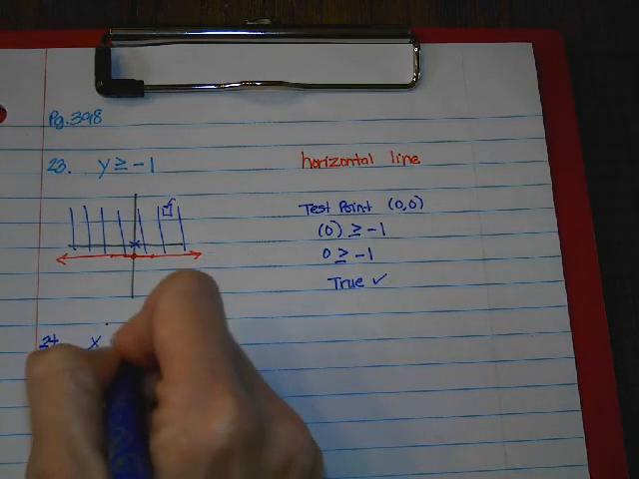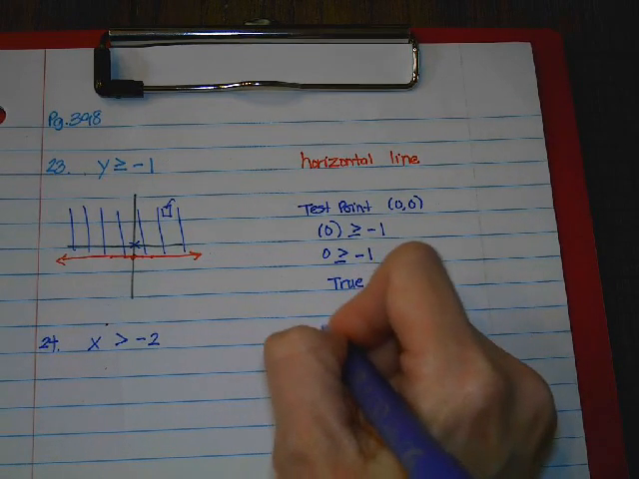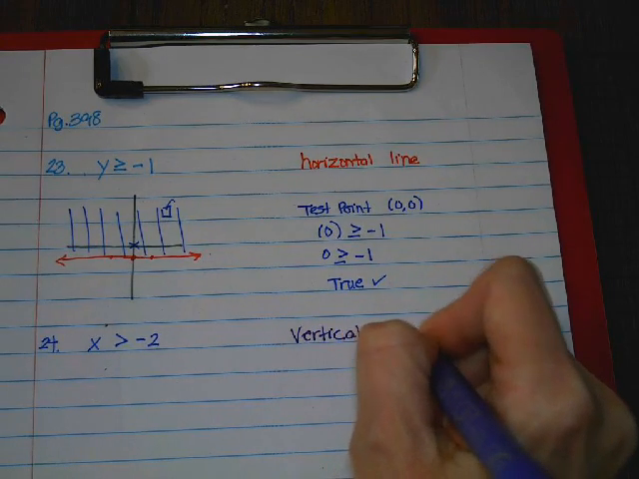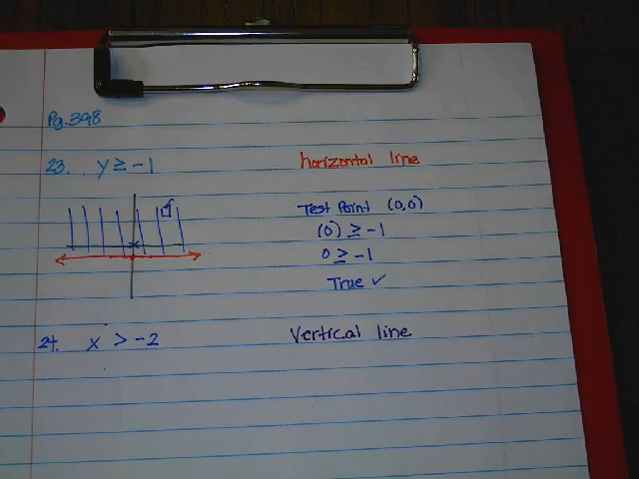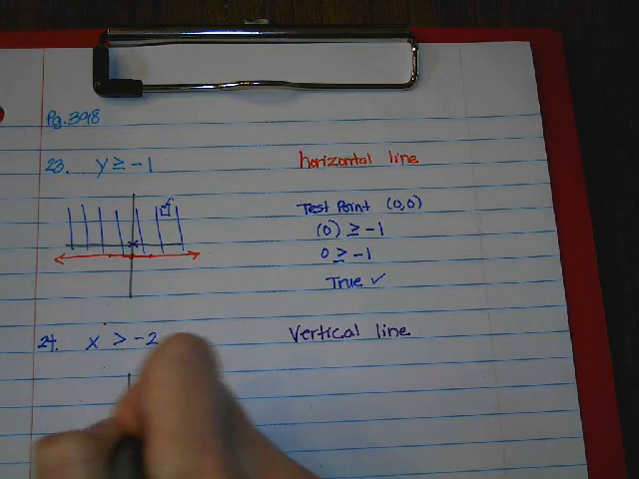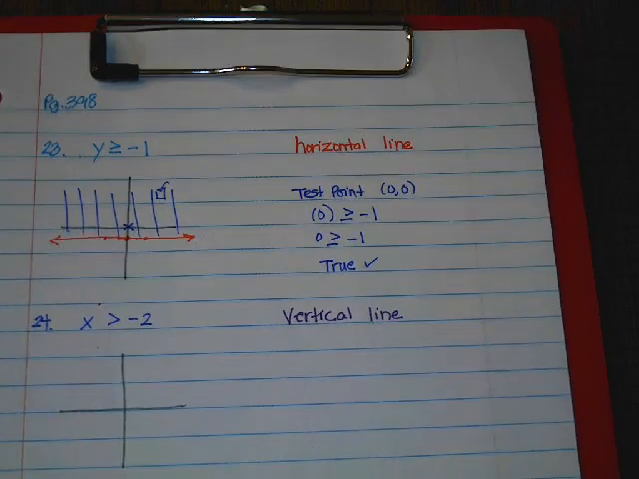X is greater than negative 2. All right, Cheyenne, would this be a horizontal or a vertical line? You're correct. This will be vertical. How do we know it's vertical? You're right, Cheyenne, because it has an X only. So X only, vertical line. All right, we're going to go ahead and draw our graph. So where will my first point be, Cheyenne?